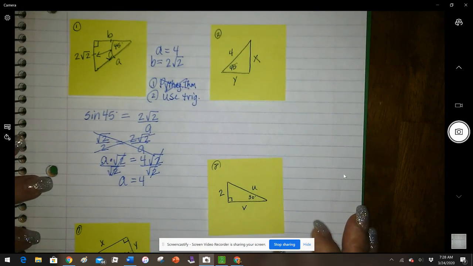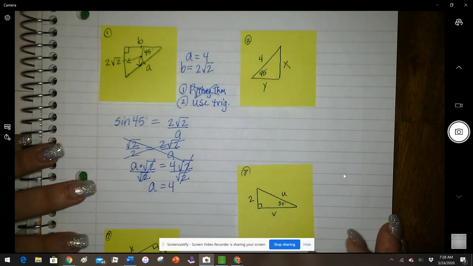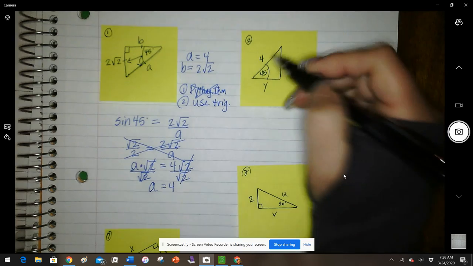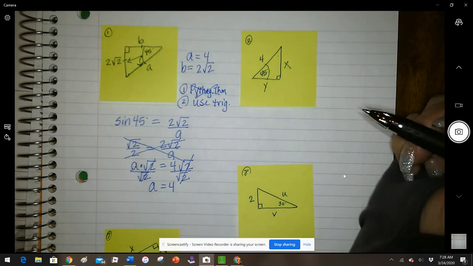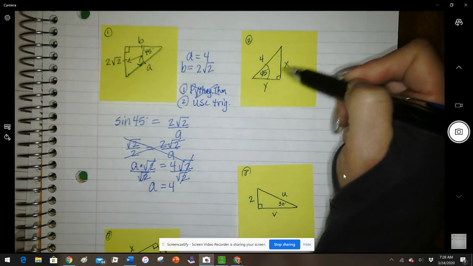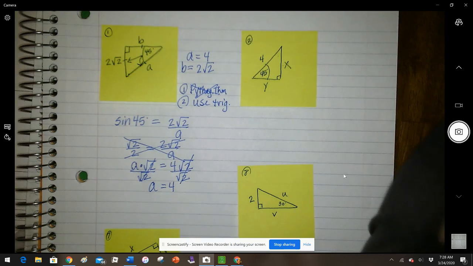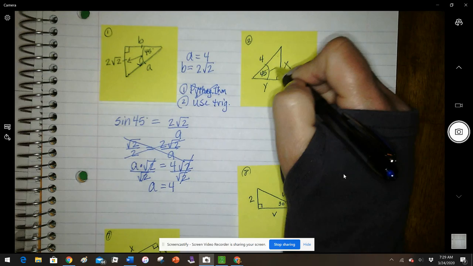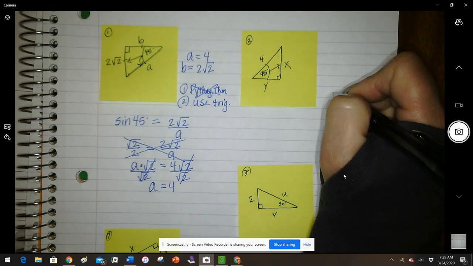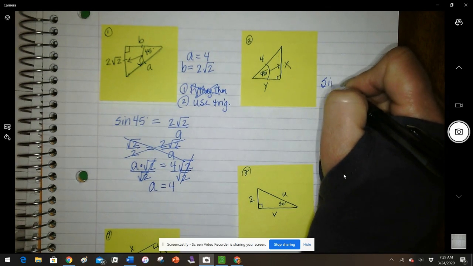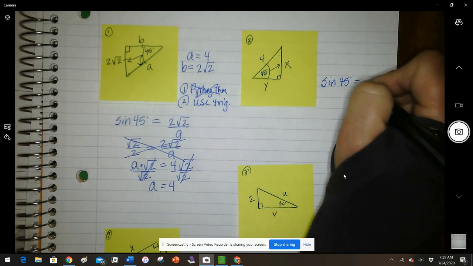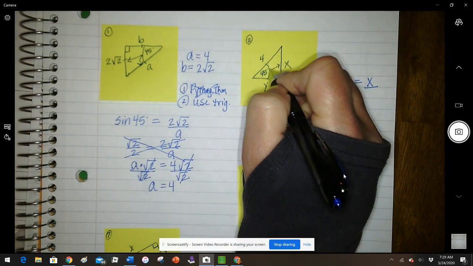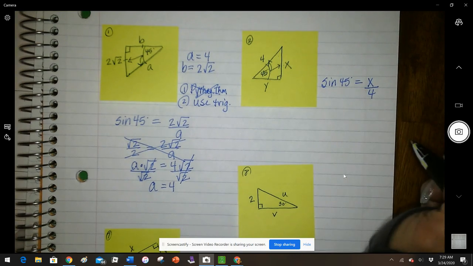Excuse me, let's go do number 2. Same thing. I have a 45, 45, 90-degree triangle, but I don't know what my two sides are. So once I find one of them, I should be good. Let's go do the sine of 45 again. That's going to equal my opposite, which is x, over my hypotenuse, which is 4.